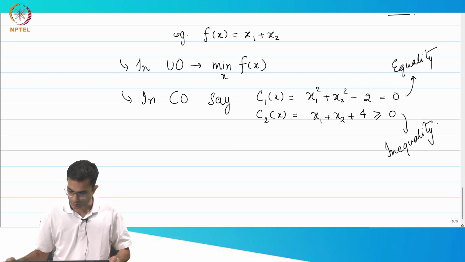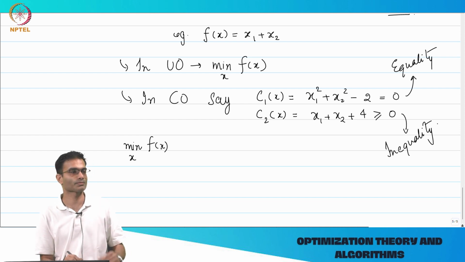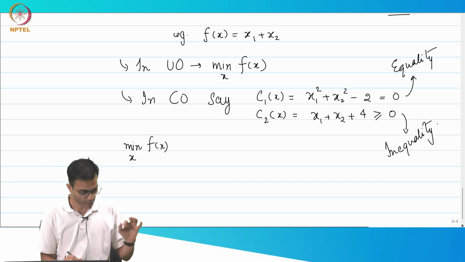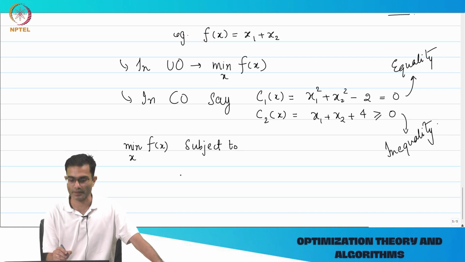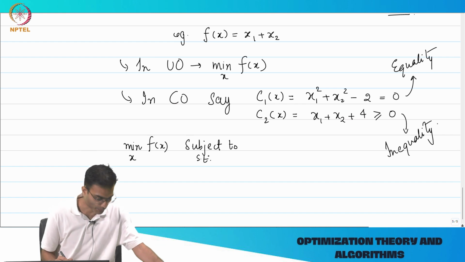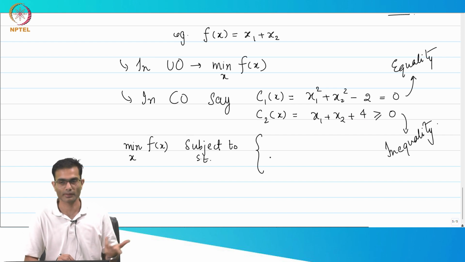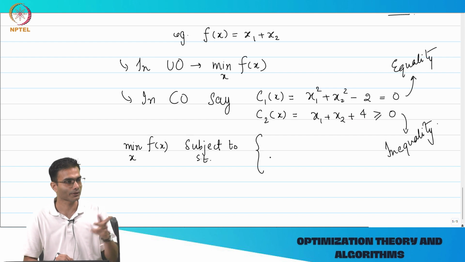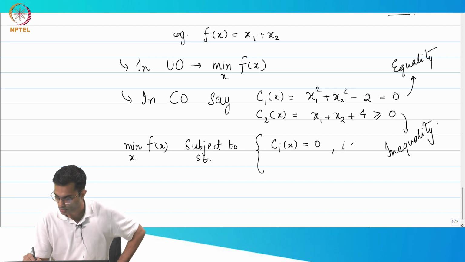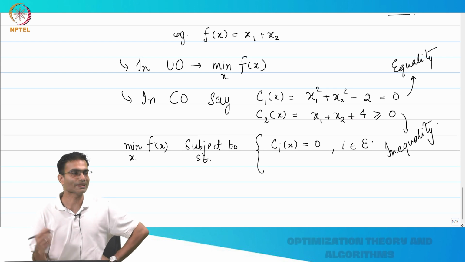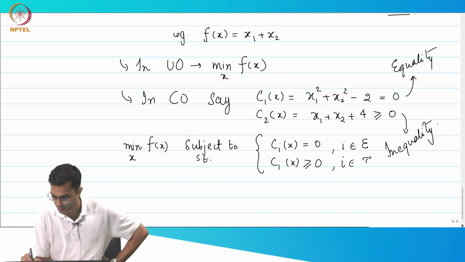So how do I write this now? One way of writing it is minimize f(x), where x is the variable of optimization, subject to, which many people will write as s.t., which simply means subject to. Your constraints come in basically two flavors. Unlike Baskin Robbins, there are only two flavors here: equality, inequality. There's nothing else that you can really think of. So ci(x) is equal to 0, i belongs to E, the set of equalities, and ci(x) is greater than or equal to 0, i belongs to I, the inequality set.